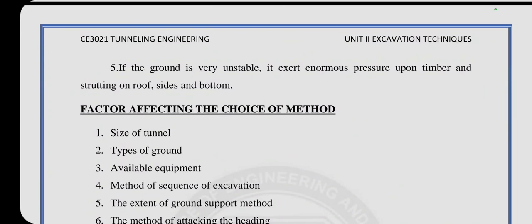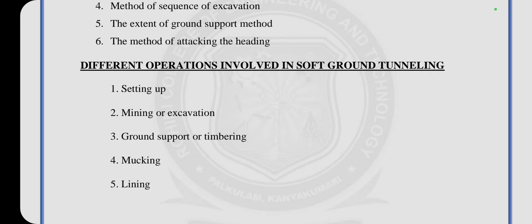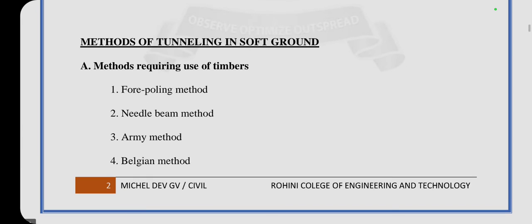Then the factors reflecting the choice of the method: the first one is the size of the tunnel, then types of ground, then the available equipment, then the sequence of excavation, the extent of the ground support, and the method of attacking the heading. There are different operations involved in soft ground tunneling: the first one is setting up, the second is mining or excavation, ground support and timbering, then marking and then lining.